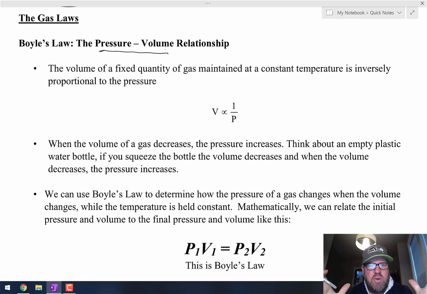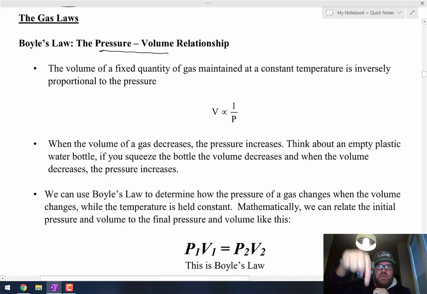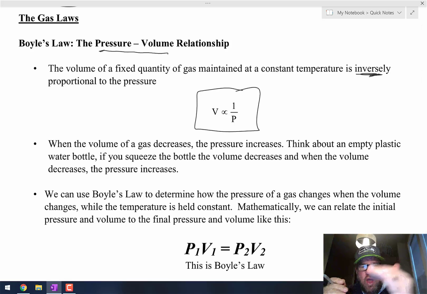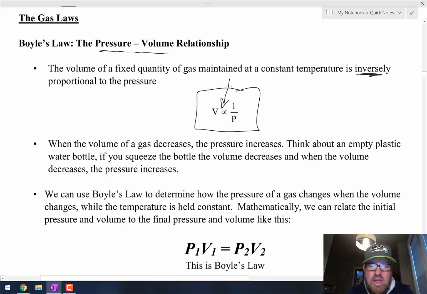As the volume of a gas gets smaller, the pressure goes up. So when the volume goes down, the pressure goes up. Okay, and that is what's called an inverse relationship. When one thing goes down, the other one goes up, and it's represented by this: the volume is related to 1 over the pressure. Not equal to in this case. You can see that sign there does not mean equal to. There's a relationship between the volume and the inverse pressure. So when the volume goes down, the pressure goes up.